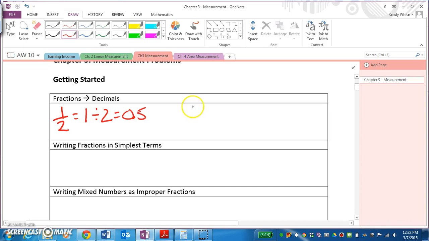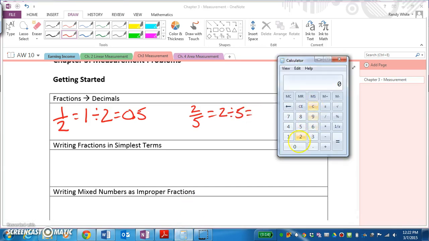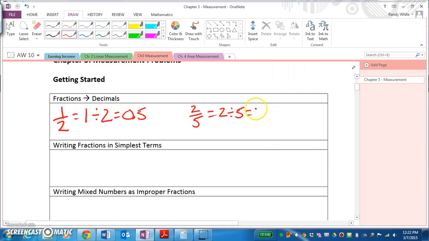So let's say, for example, I take 2/5. Well, that's going to mean 2 divided by 5. And so if I do 2 divided by 5, 0.4.